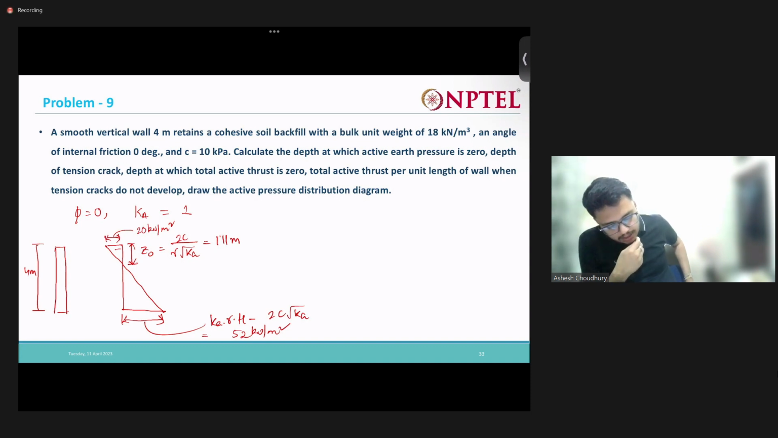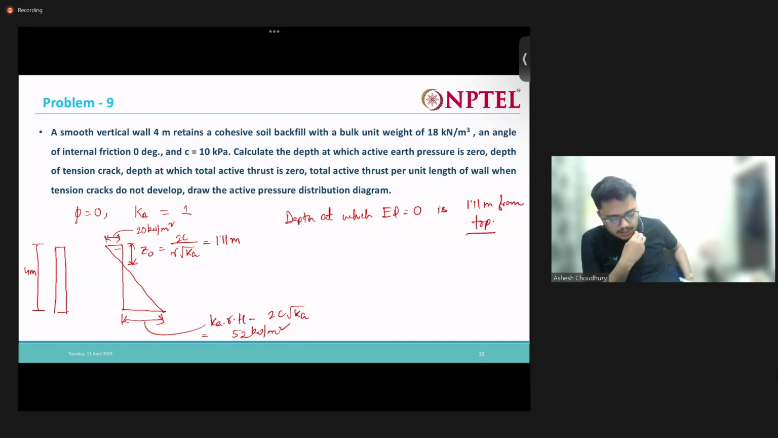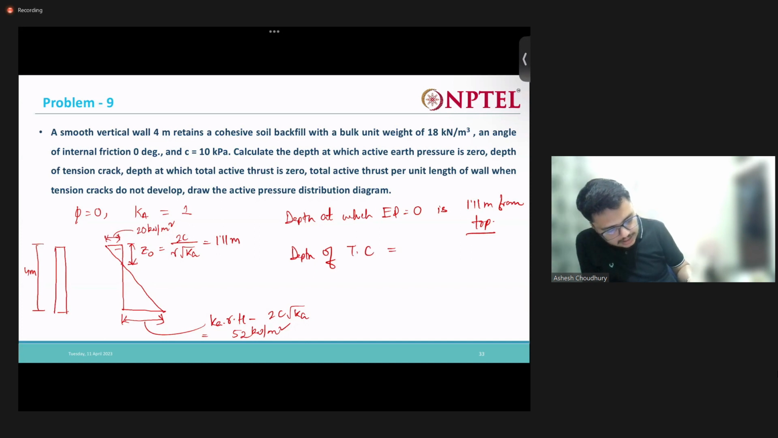Okay. Now, first we need to determine the depth at which my earth pressure is 0. That we already, depth at which EP is equal to 0 is 1.11 meter from top, right? So we only determine this here, earth pressure is 0. Next is depth of tension cracks. Nothing but same, 1.11 meter.